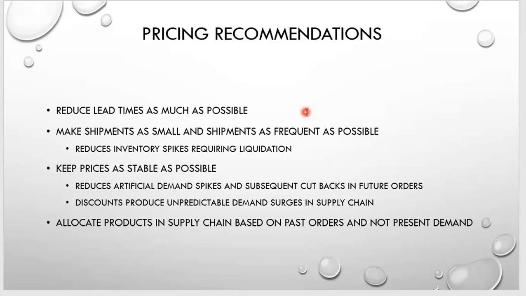The bad thing about push strategies is it involves economies of scale. So we'll make 5,000 of one item or 10,000 of one item. But what happens if you make 10,000 items and your demand is only 6,000? You now have 4,000 extra. So now all of a sudden you need a rebate to get rid of all your extra stock. If you make your shipments small and frequent, this reduces the risk of large inventories requiring liquidation. Okay. So keep prices as stable as possible.